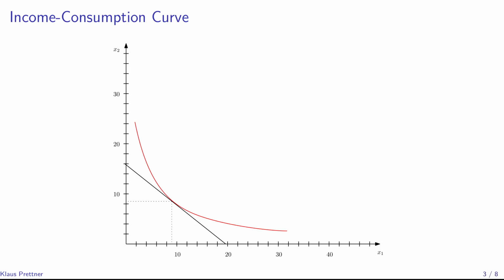To this end, we again look at the graph where we have on the horizontal axis consumption of good x1 and on the vertical axis consumption of good x2. The prices of both are fixed, so the budget line always has the slope of this budget line that we have here. And the red line is again the indifference curve that reflects the consumer preferences, and the optimal consumption point is where the budget line is tangent to the indifference curve.